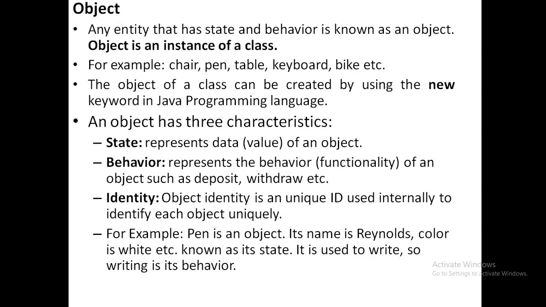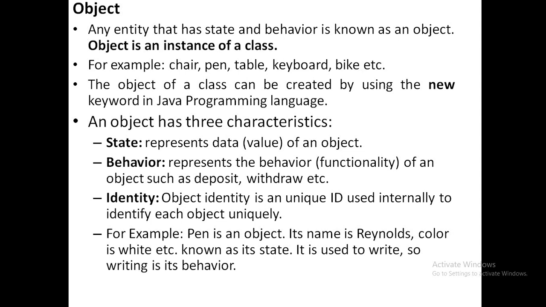Object. Any entity that has state and behavior is known as an object. Object is defined as the instance of a class. Examples for various objects are chair, pen, table, keyboard, bike, etc. The object of a class can be created by using the new keyword in Java programming language. So object has certain characteristics. State, that represents the value of an object or the data of an object. Behavior, it represents the functionality of an object such as deposit, withdraw, etc. And identity, it is a unique ID, that is to identify an object uniquely.